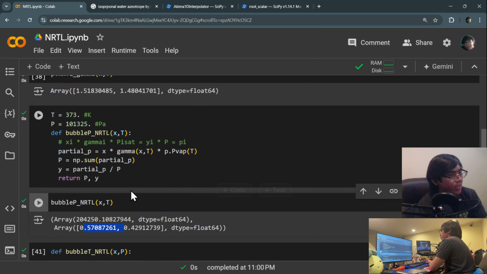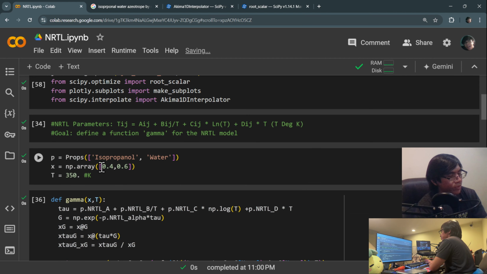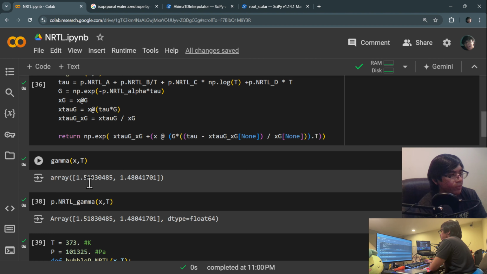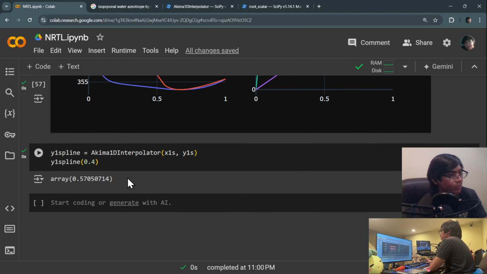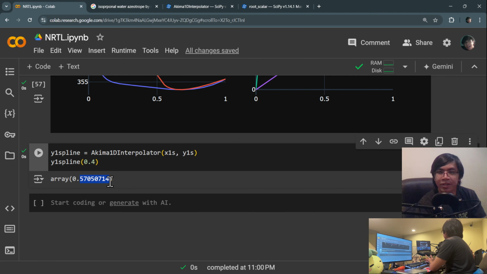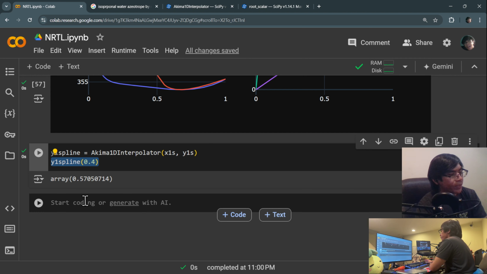So we had to input our liquid mole fraction, for isopropanol in this case, of the more volatile component. We input a liquid mole fraction, an x1 of 0.4, and then we get a vapor mole fraction of 0.5. So input 0.4, get 0.5. So that's what I was trying to explain there. So now we have our spline.